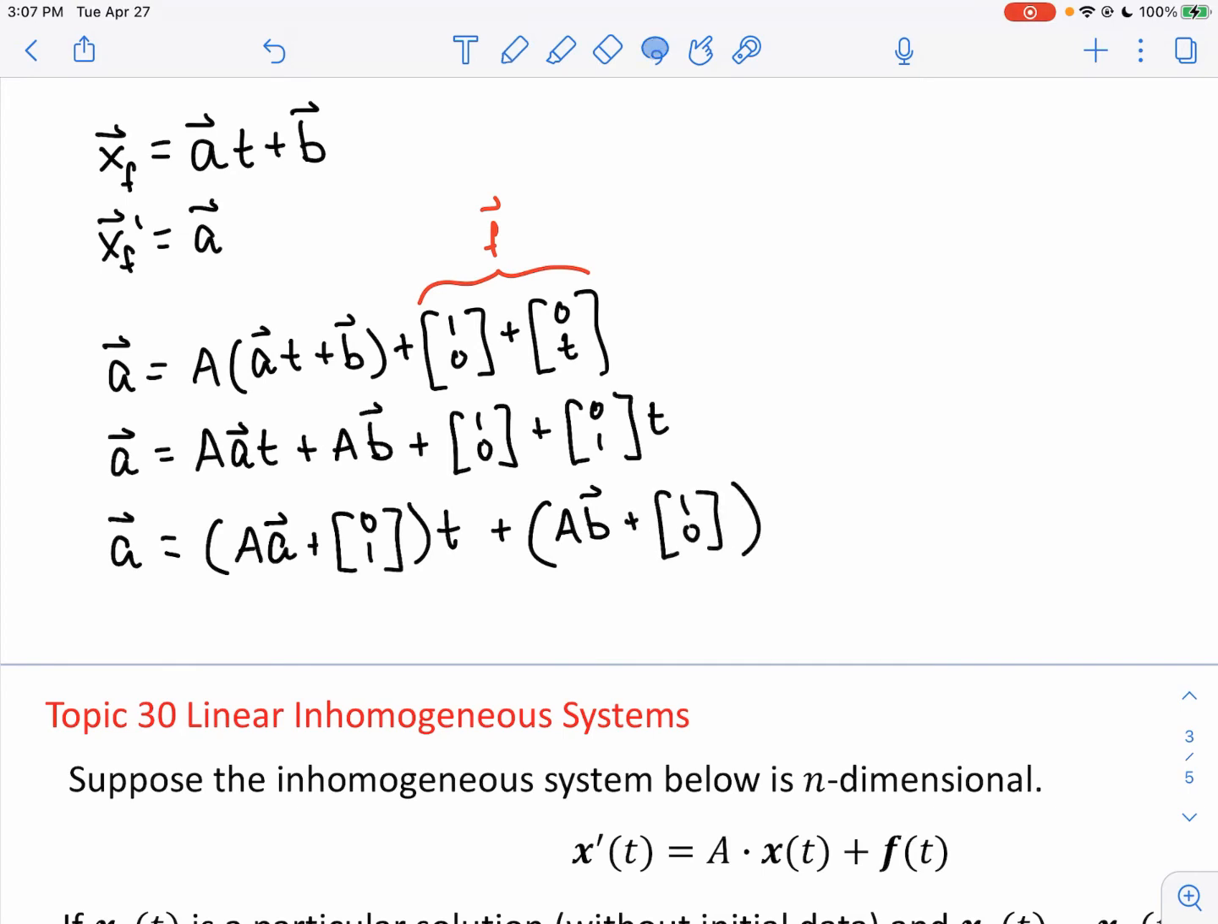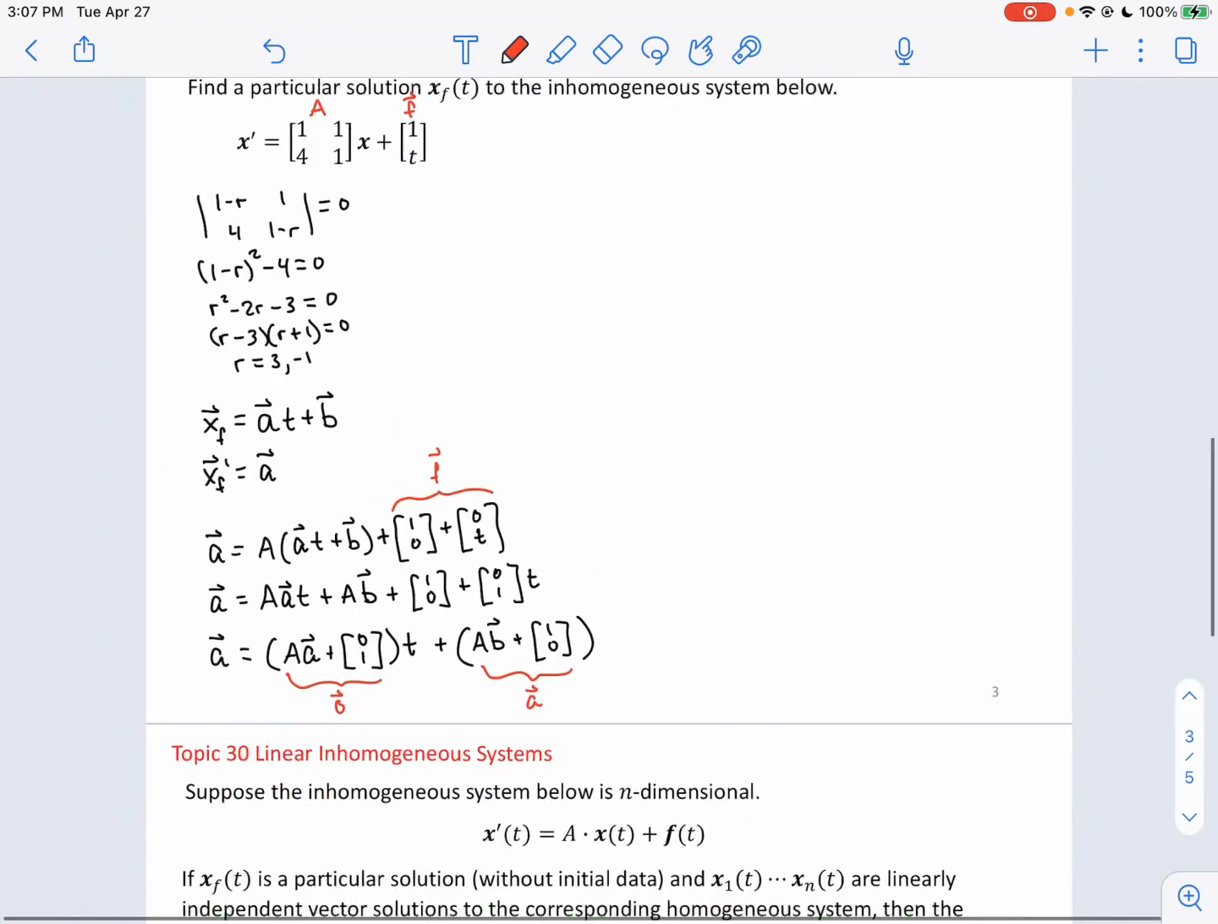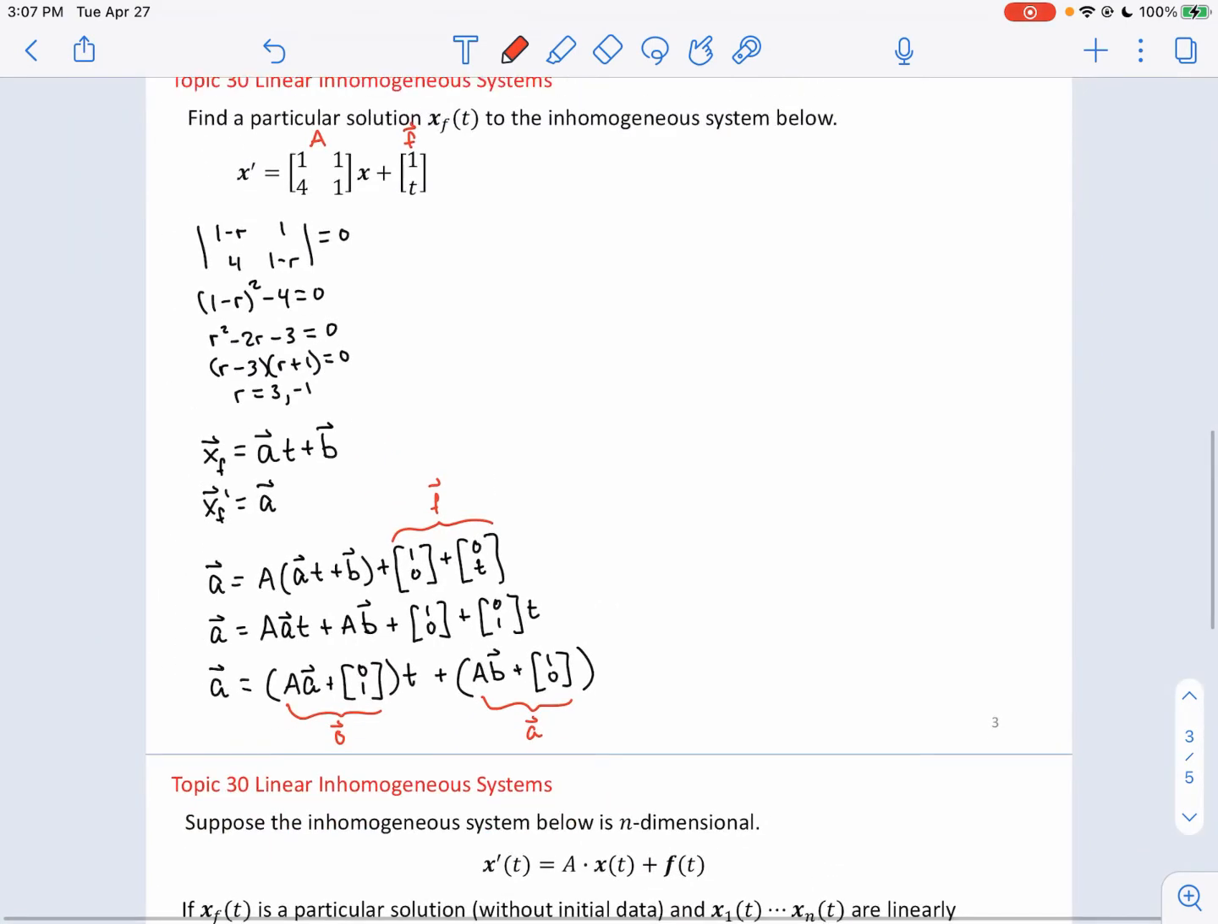And we're going to equate coefficients. Notice that there is no t on this side, so that tells us that this coefficient has to be 0. This has to be the 0 vector when we're done. And this part, the part that has no t, has to match over here the part that has no t. So this is going to equal vector x. Okay, so this will allow us to create two different systems of equations that we can solve, first for vector a and then for vector b.